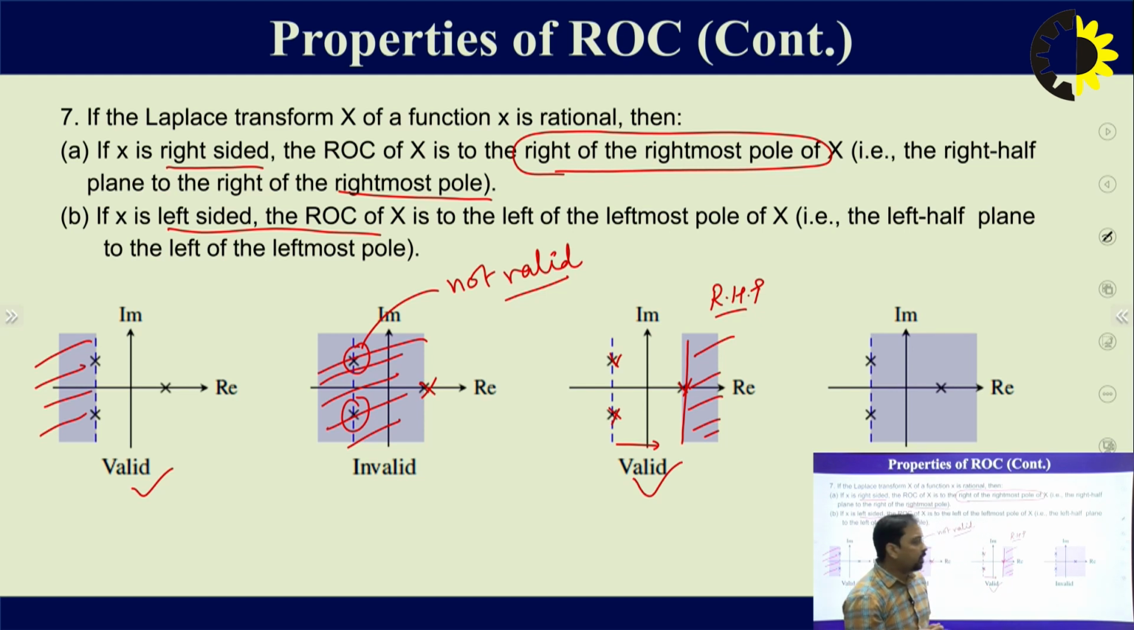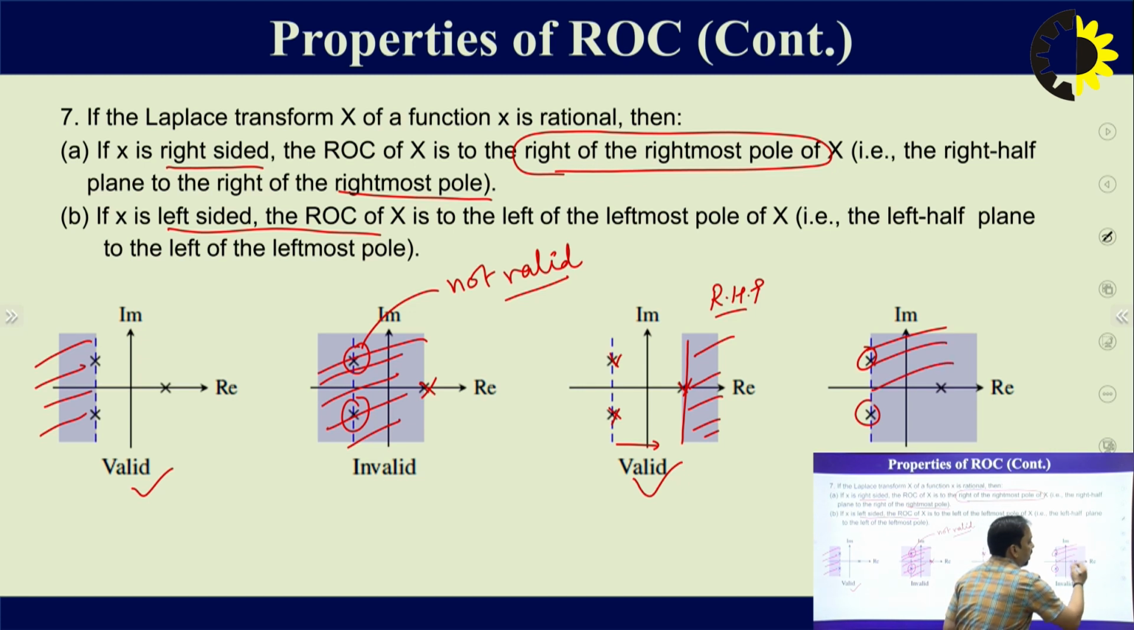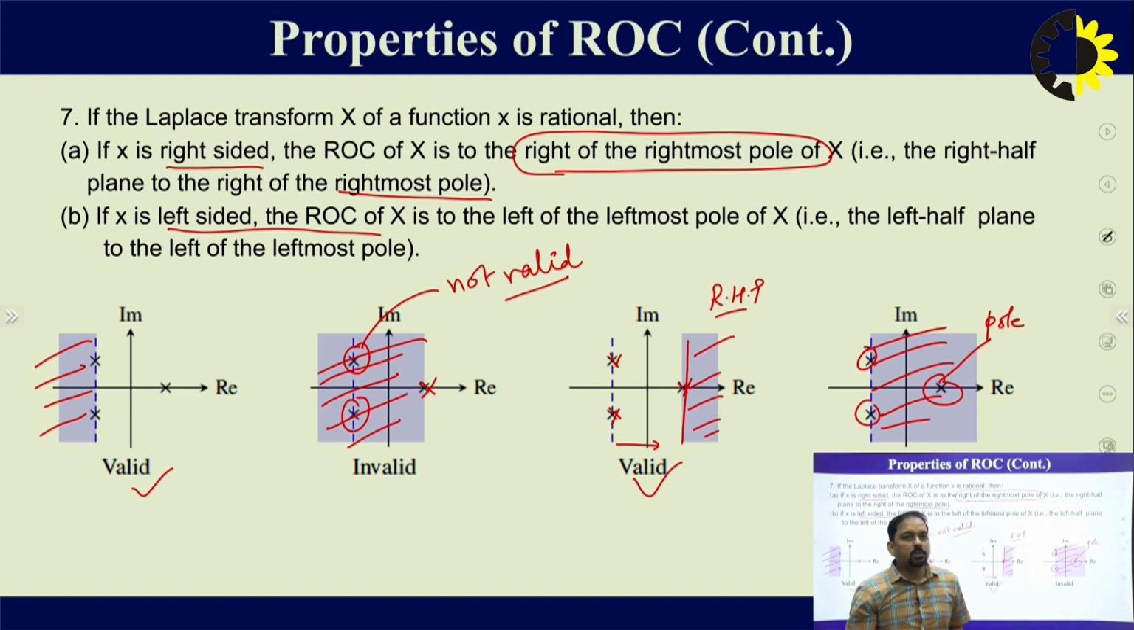But its counterpart, the region we have defined here, contains a pole. So the ROC must not contain any pole, because the reason is the same: the transform does not converge. So these are some properties of the ROC. There are 7 properties.